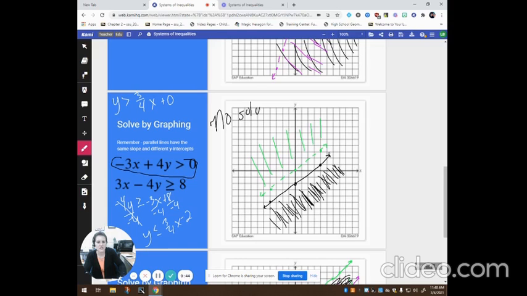This is an inconsistent system. There is no set of ordered pairs that's going to make both of these inequalities true. So I definitely wanted to fix that mistake.